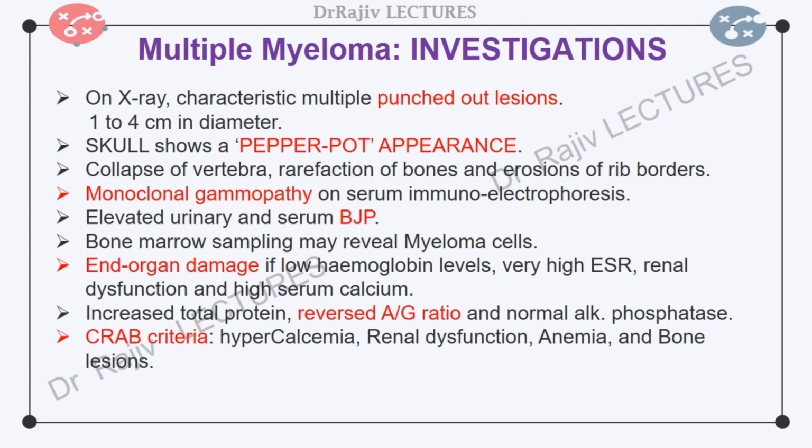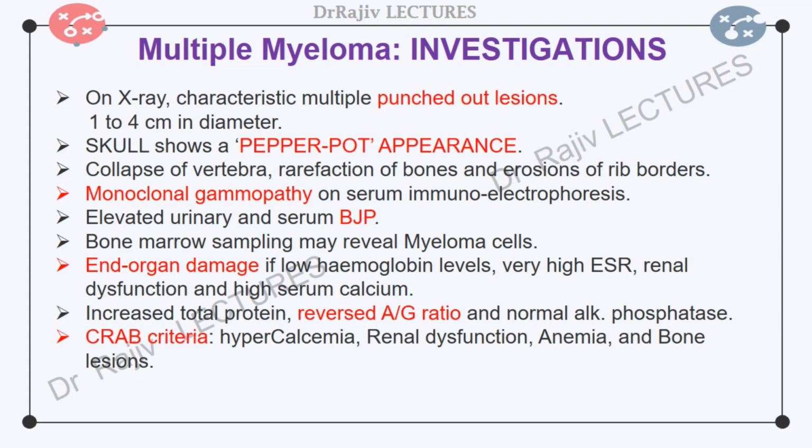The most common monoclonal IgG or M protein is IgG, approximately in 55% of patients, followed by IgA approximately in 25% of cases. Bone marrow sampling from the sternum or iliac crest or a CT-guided needle biopsy from the vertebral lesion may reveal myeloma cells.